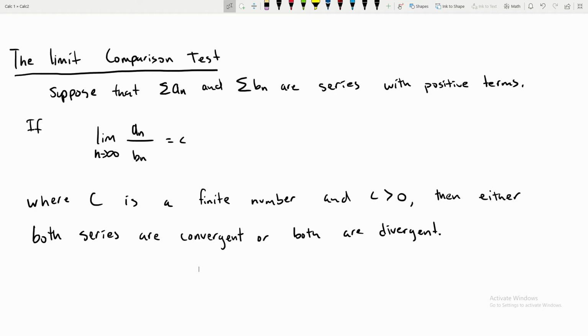So we suppose that we have these 2 series with positive terms. Then what we want to do is divide the starting series by the second series, and take the limit as n approaches infinity. And if it approaches this constant c, and this constant c has to be greater than 0, then we can conclude that either both of these series are convergent or both of them are divergent. What this would mean is that both of these series are the same type, in terms of convergence and divergence, if that's how you want to think about it.